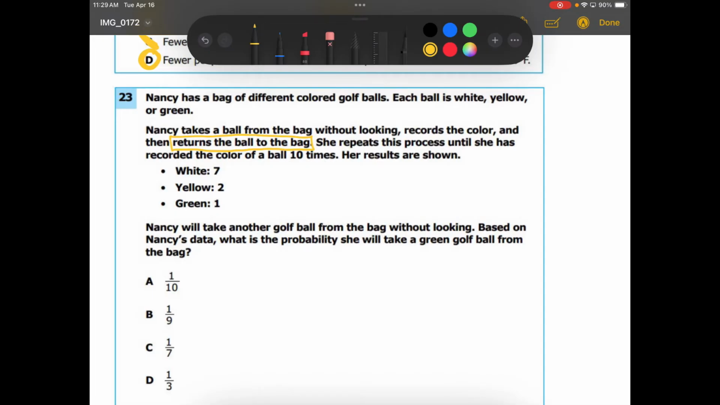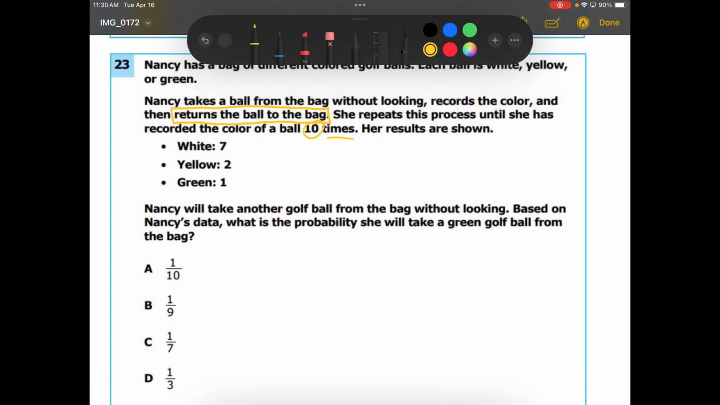She repeats this process until she has recorded the color of the ball 10 times, also an important number. Her results are shown. White, 7, yellow, 2, green, 1. Nancy will take another golf ball from the bag without looking. Based on Nancy's data, what is the probability that she will take a green golf ball from the bag? We are dealing with the probability of an event equals favorable over total.